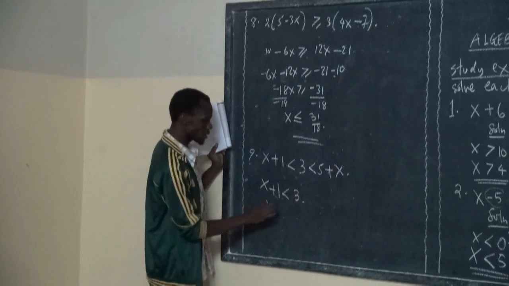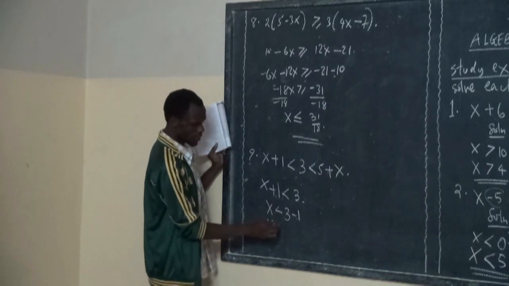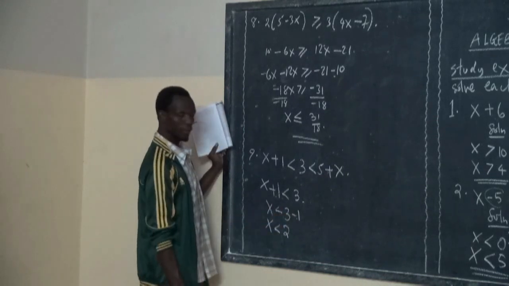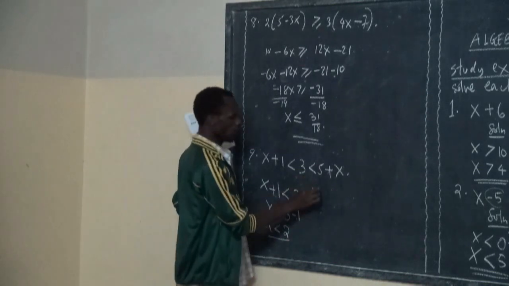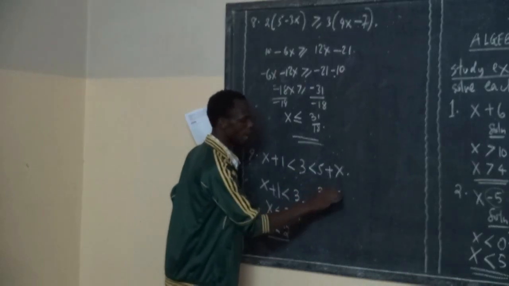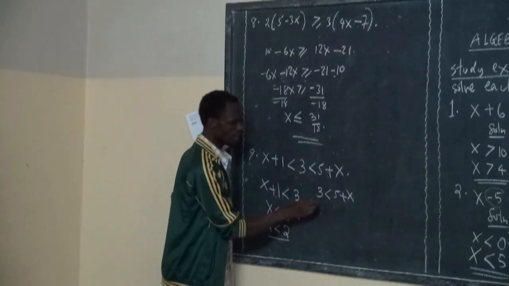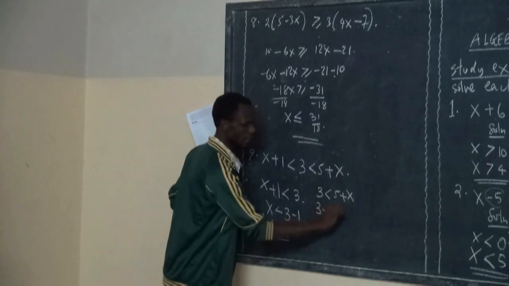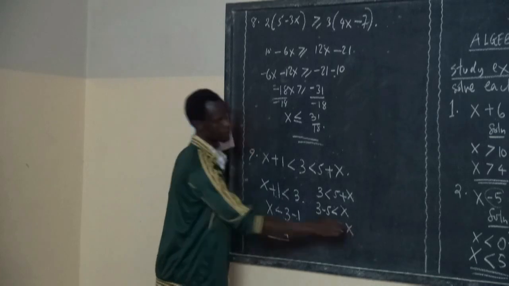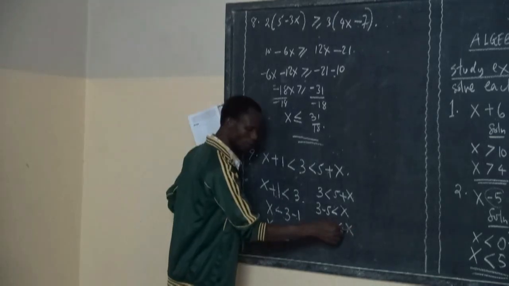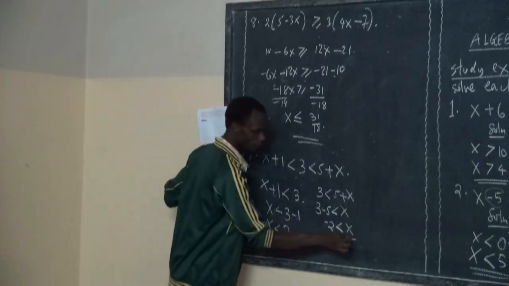Then this is taken to the other side. Now we say x is less than 3 minus 1, and 3 minus 1 is 2. Now this is the way. And the other side, now you have 3 is less than 5 plus x. This is taken to the other side. Now 3 minus 5 is less than x. Now 3 minus 5 is negative 2. Now negative 2 is less than x, and x here is less than 2. Now you can compare.